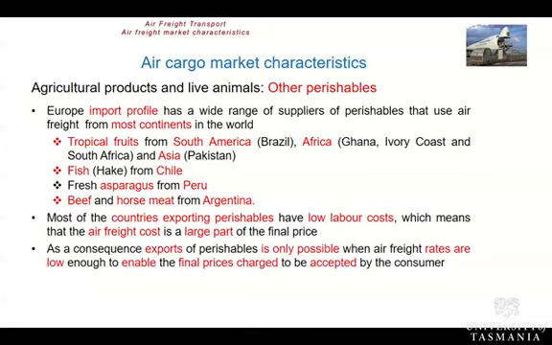So as a consequence, exports of perishables are typically only possible when they're low enough to enable the final price to be accepted by the final consumer. So in other words, is that consumer prepared to pay a premium? If they are, then those goods can actually utilise air cargo.